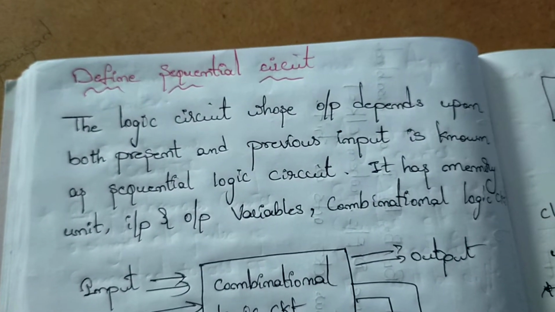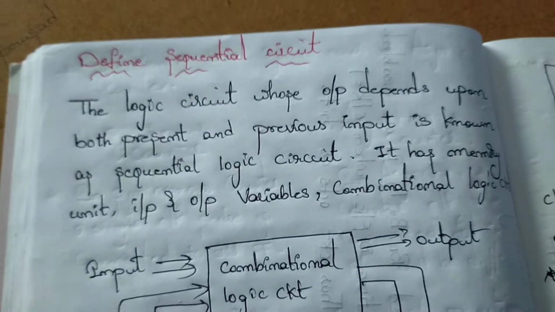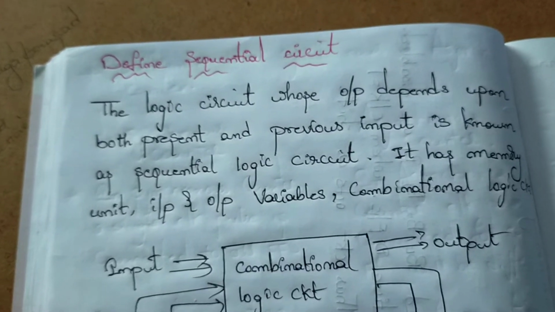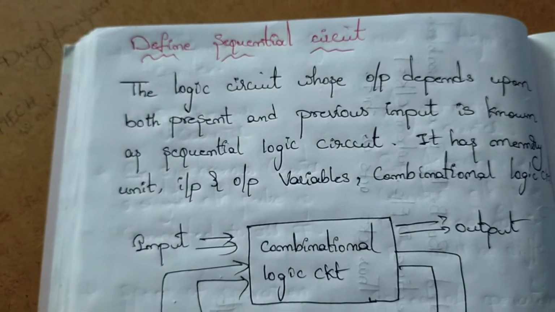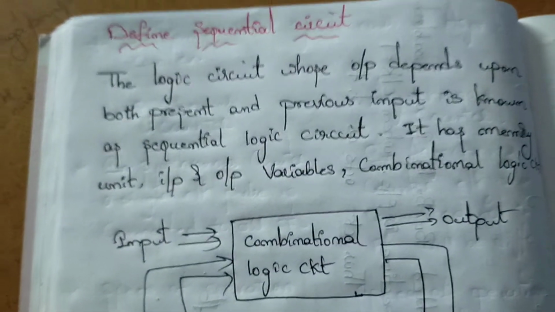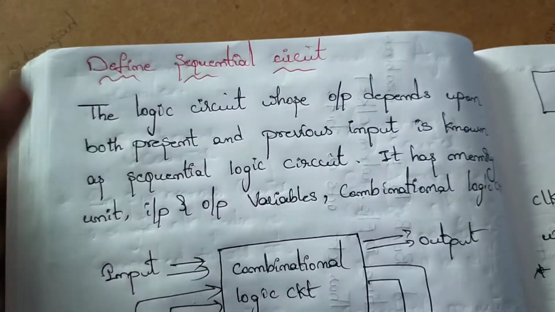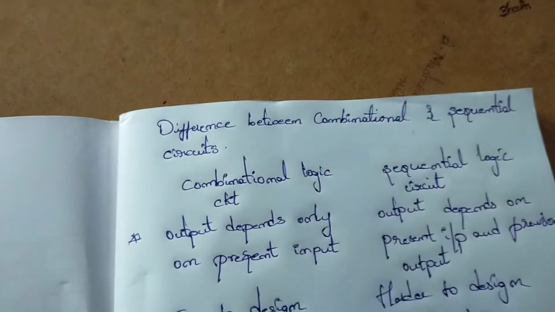Now we want to know what is the difference between sequential circuits and combinational circuits. While combinational circuits exist, why did we have to come to sequential circuits? What was the necessity, we have to know. And then we will see the classification of sequential circuits. Now we can see the differences between sequential circuits and combinational logic circuits.